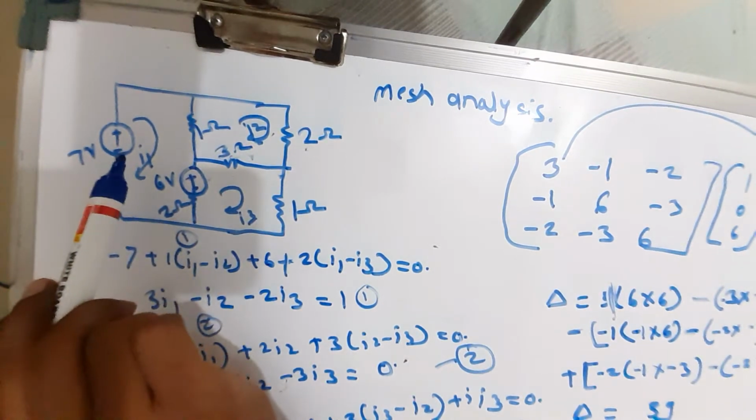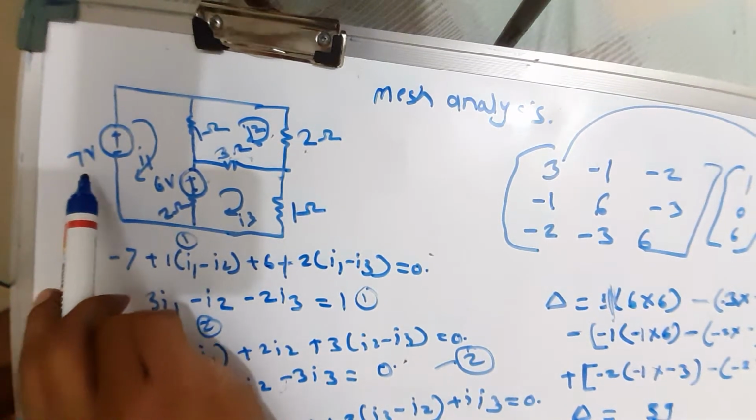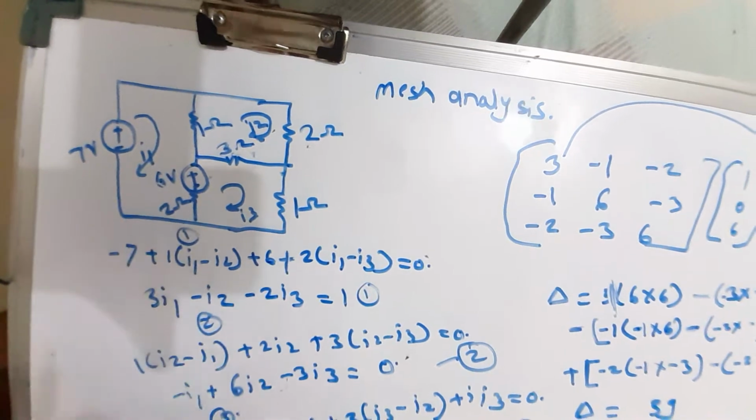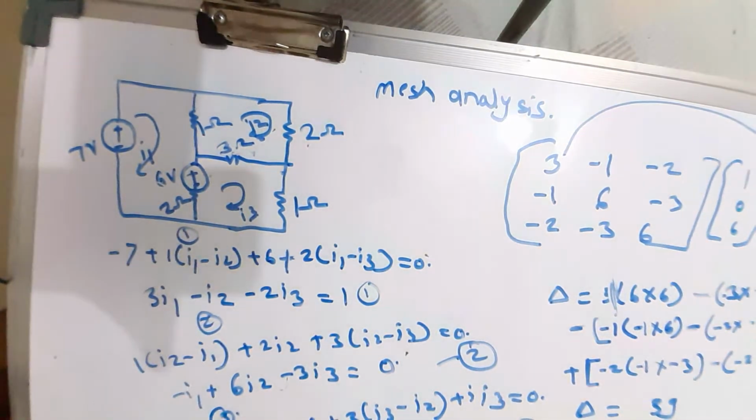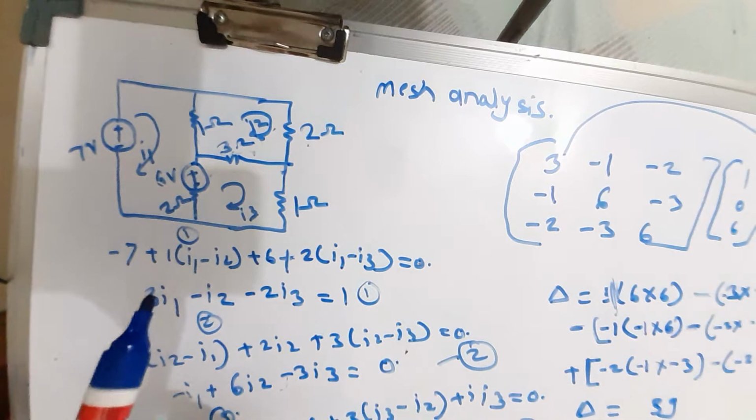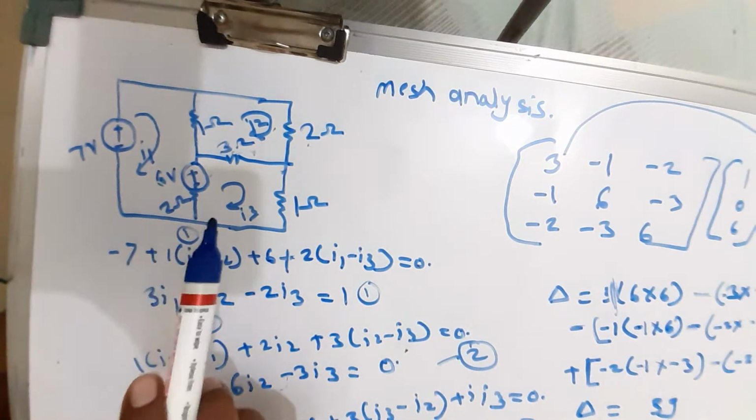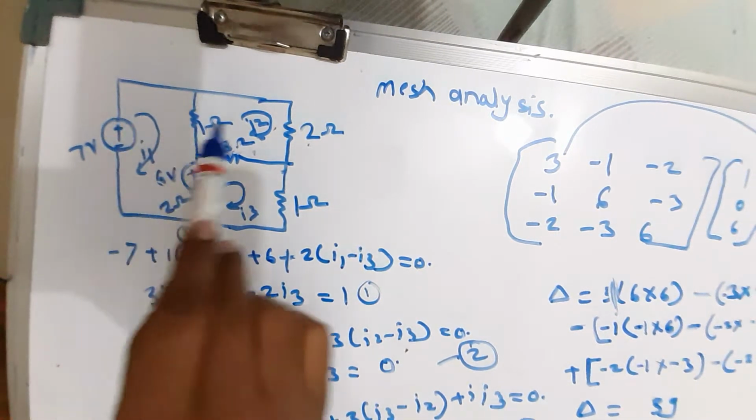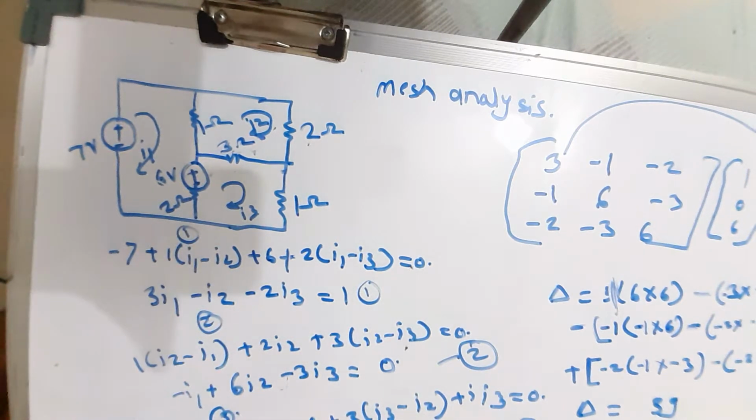In this diagram there are two voltage sources, one is 7 volts and another is 6 volts. In this circuit there are three loops or meshes, I1, I2 and I3. These loops are marked based on the direction of current, from plus to minus. The first step is to apply KVL for the individual loops.